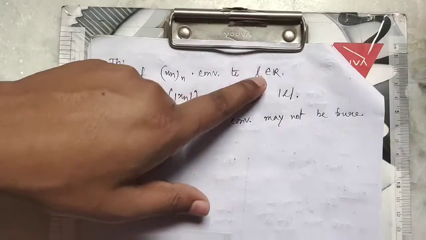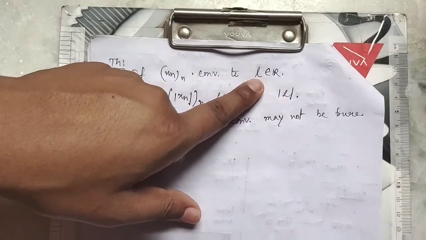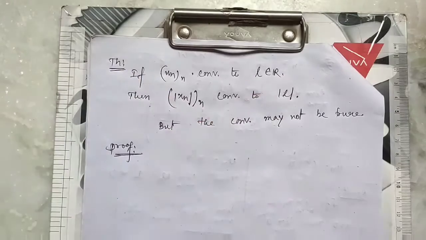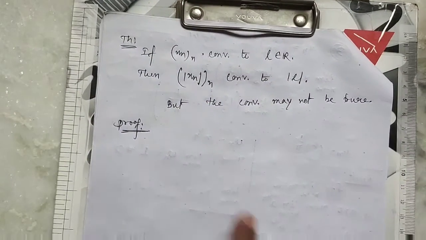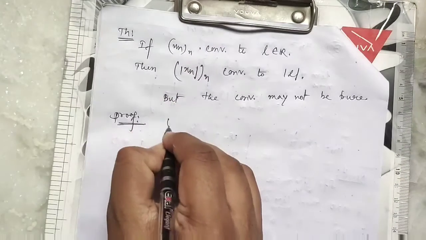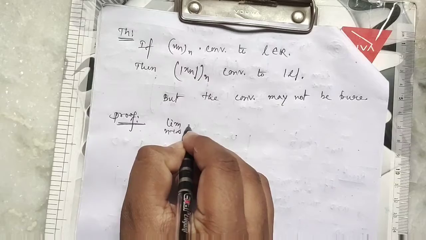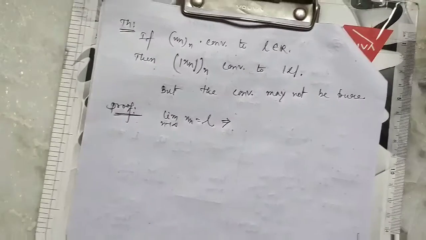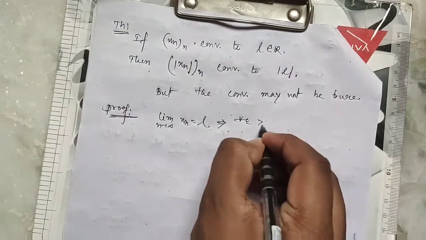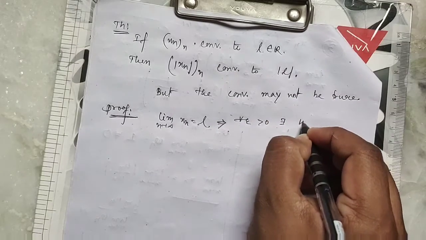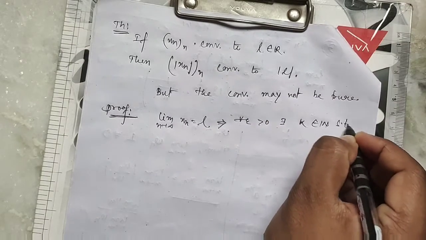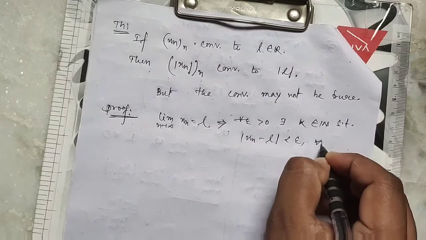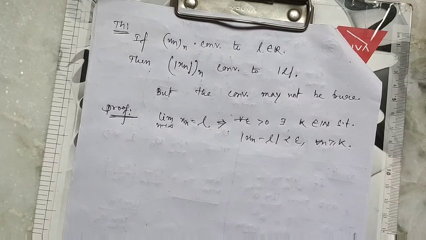If xn is a sequence which converges to L, that is limit xn equal to L, then the sequence mod xn converges to mod L. Okay, so xn converges to L, that is limit n tends to infinity xn equal to L, then by definition, for every epsilon greater than 0 there exists a number k belongs to n such that mod of xn minus L is less than epsilon for all n greater than or equal to k.